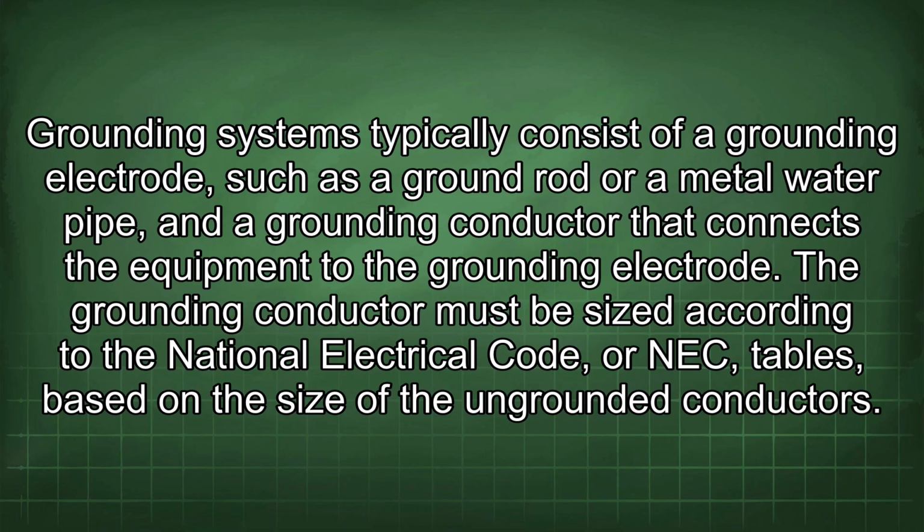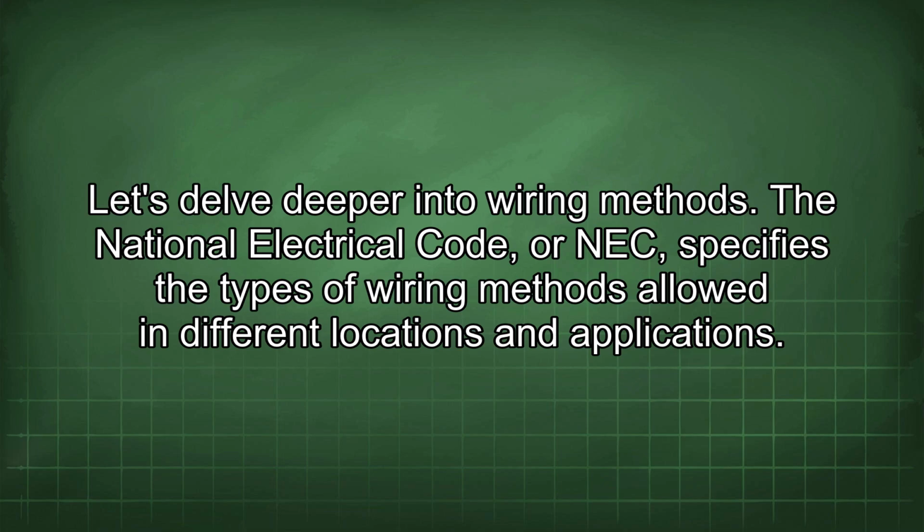Grounding systems typically consist of a grounding electrode, such as a ground rod or a metal water pipe, and a grounding conductor that connects the equipment to the grounding electrode. The grounding conductor must be sized according to the National Electrical Code, or NEC, tables based on the size of the ungrounded conductors. Let's delve deeper into wiring methods.